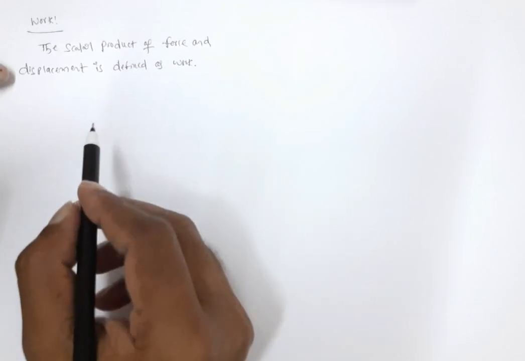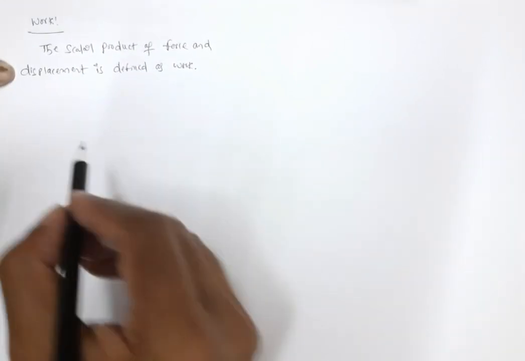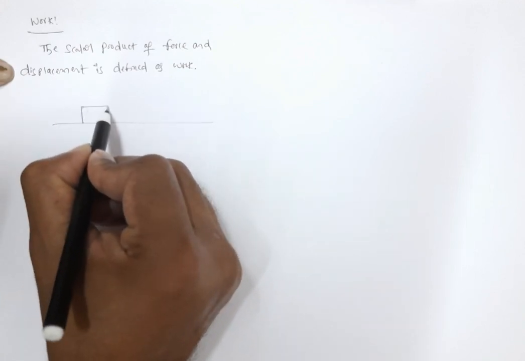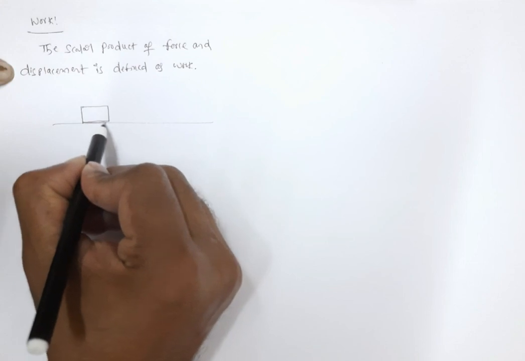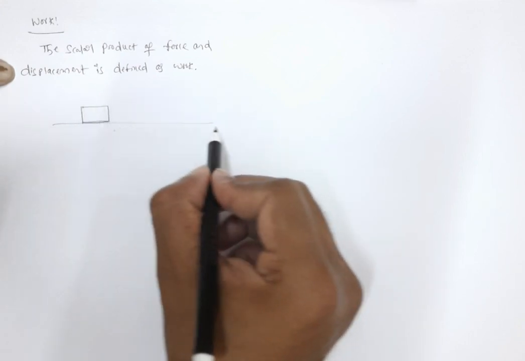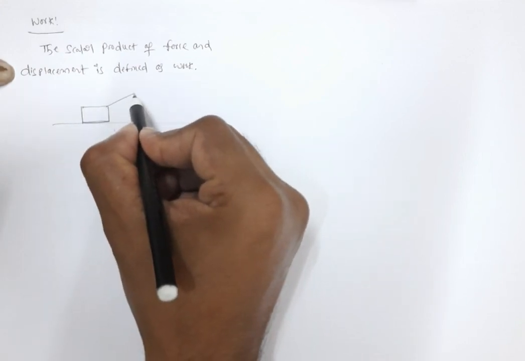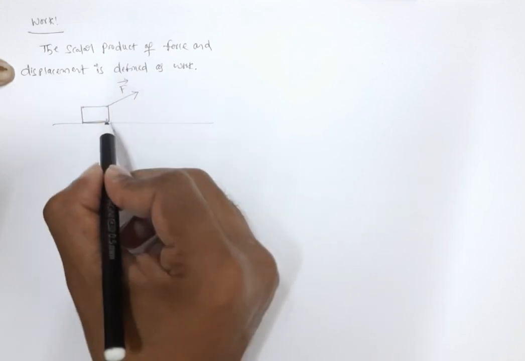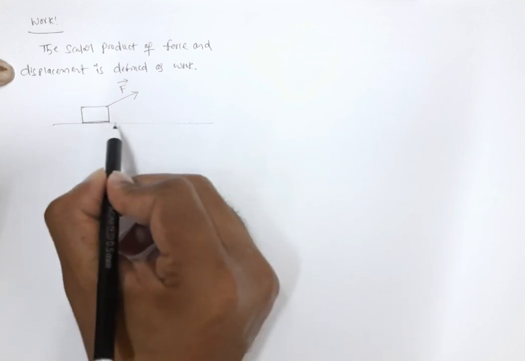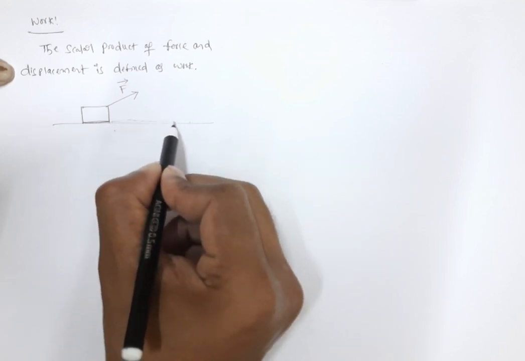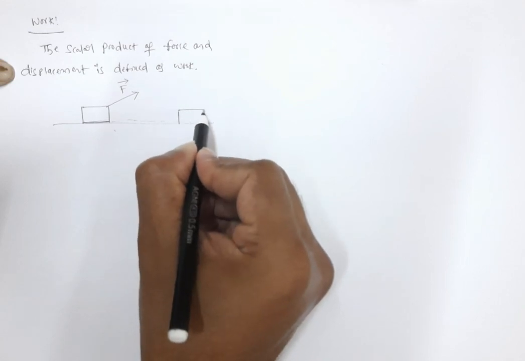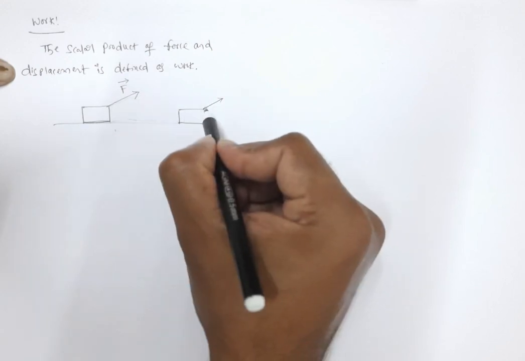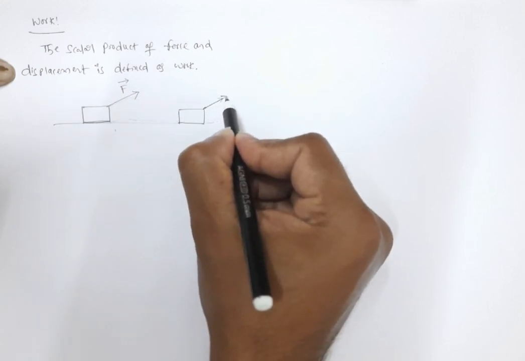Here I'll explain how we calculate work done. Suppose we have ground here and we have a small box. Suppose this is the ground we have. Suppose here we are tying a thread and we are applying a force F here. We are applying a constant force F and we are dragging this object from here to here. The object is moving from here to here and we are applying the constant force in the same direction.